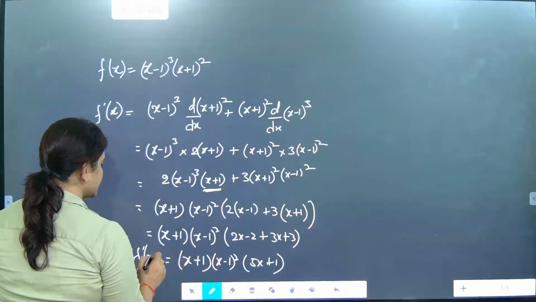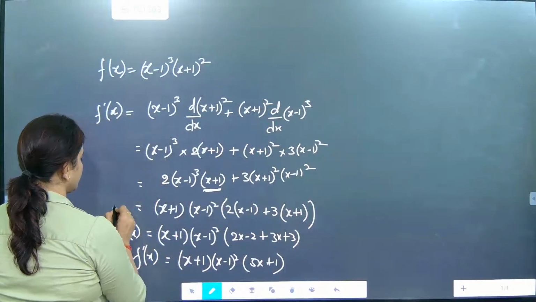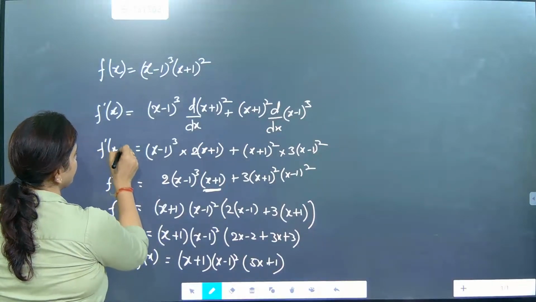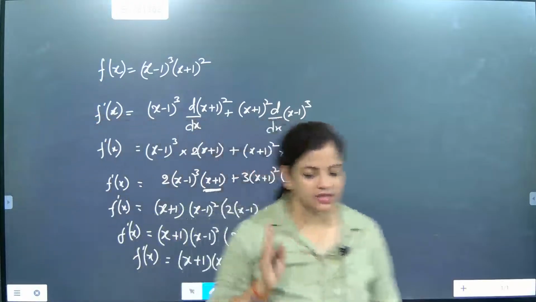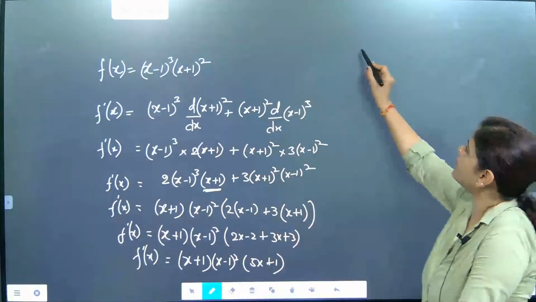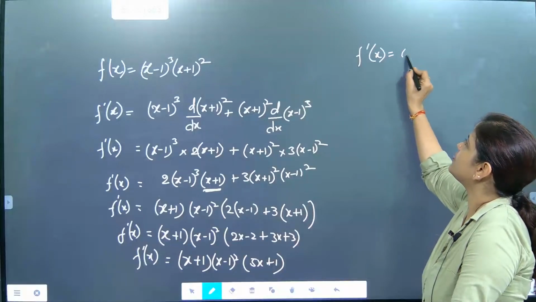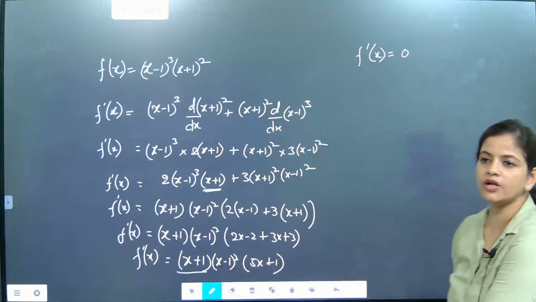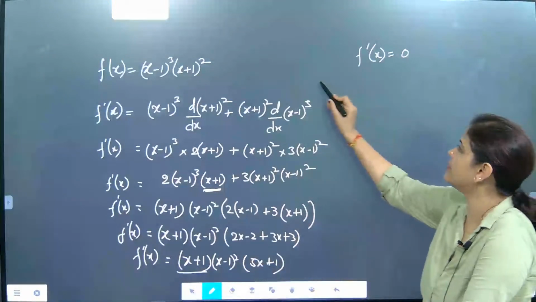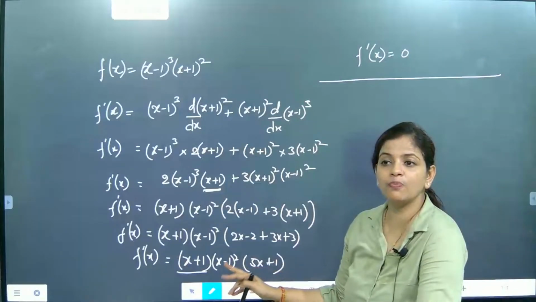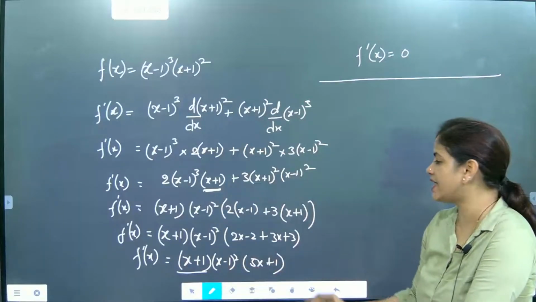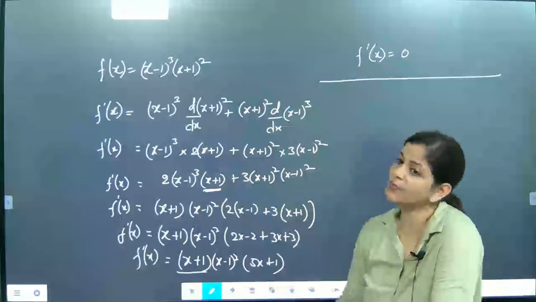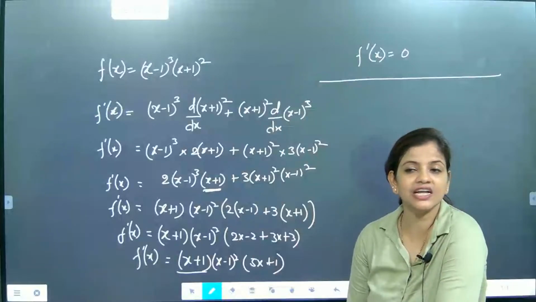After getting f dash x, the next step is to get the critical points. f dash x must be equal to 0. So what points are we getting? x plus 1 will give x equal to minus 1, and x minus 1 will give plus 1. But here you must remember that (x minus 1) whole square is there. Since it is an even power, on the left side and right side there will be no change of sign. It will always be considered as plus.